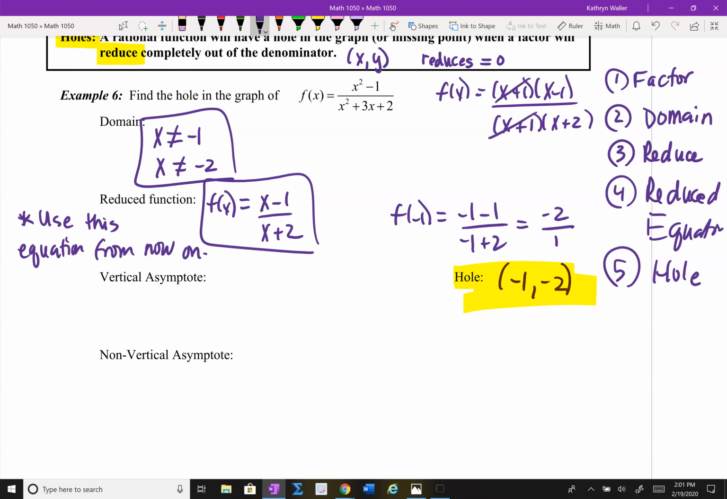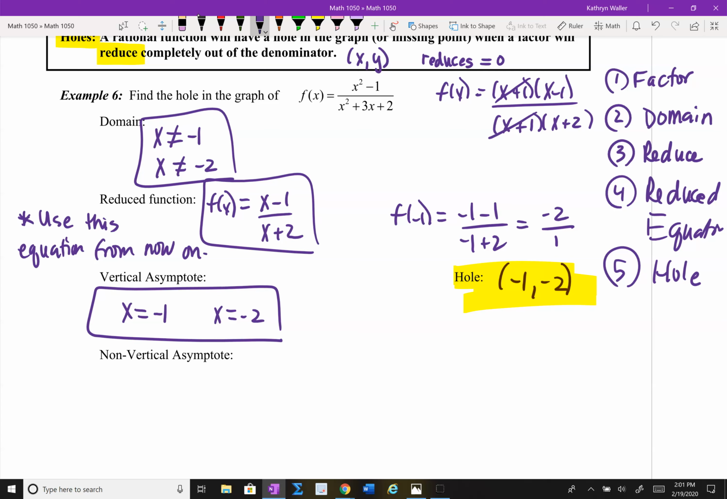Now let's do vertical asymptote. Okay, vertical asymptote comes from where? Bottom. The bottom. So it's x equals -1, x equals -2. Wrong. It's a common mistake. It's wrong. Why is that wrong? Go ahead, sweetheart. That's from the original equation. That's from the original. You have to use the reduced.